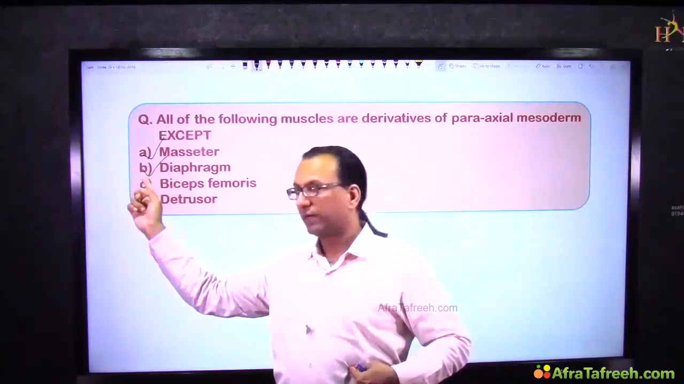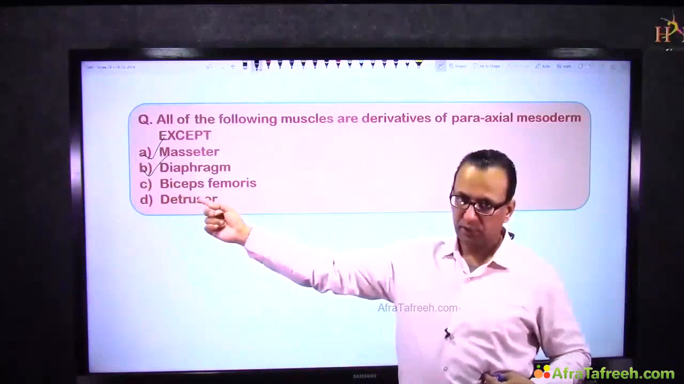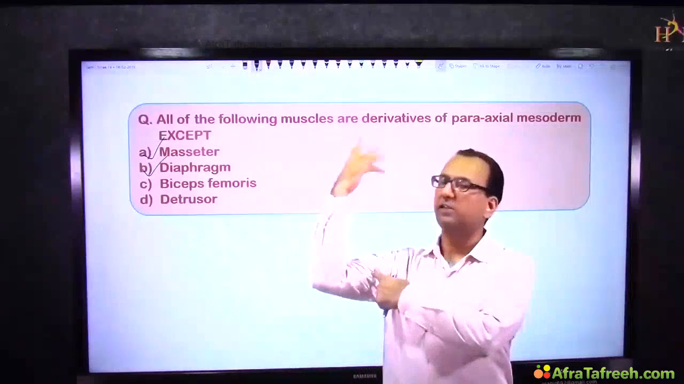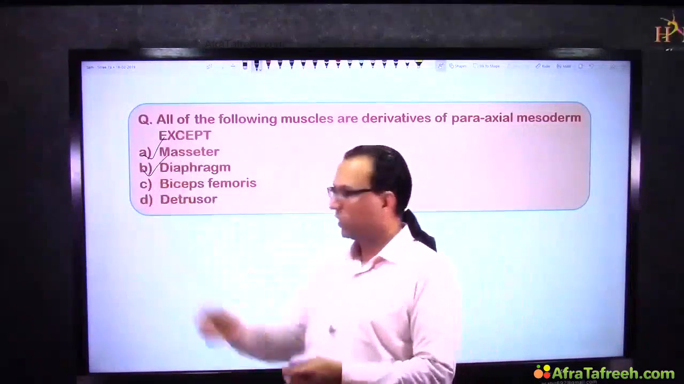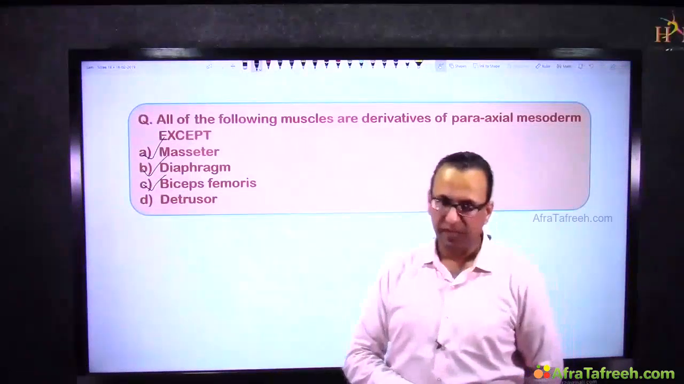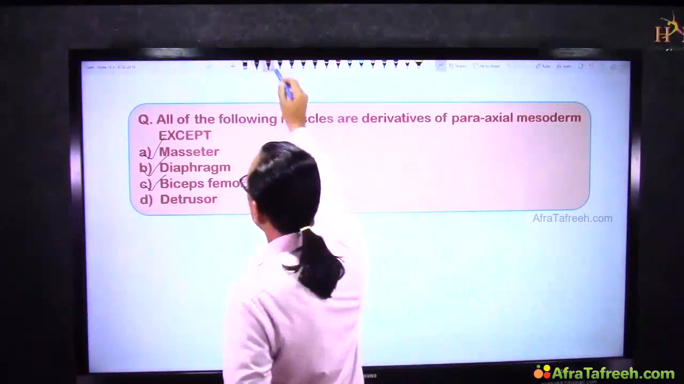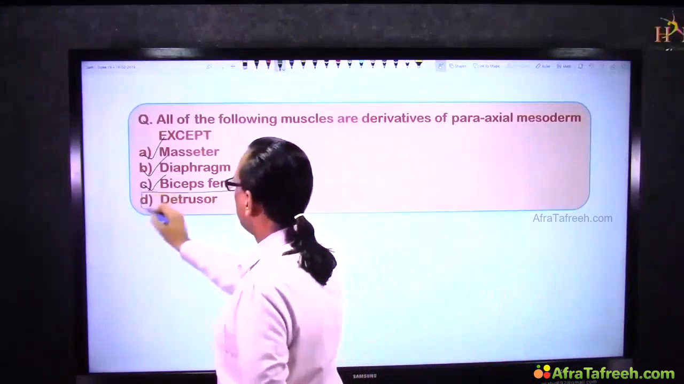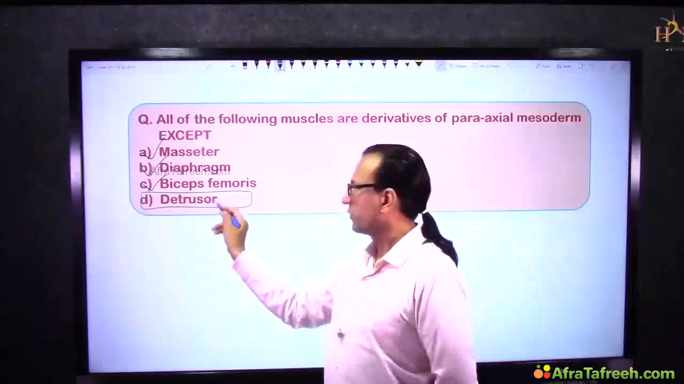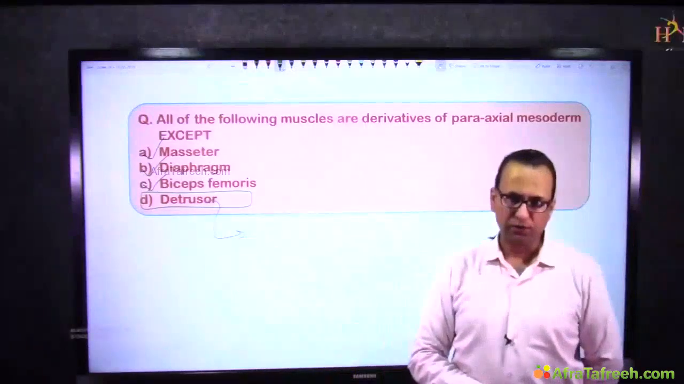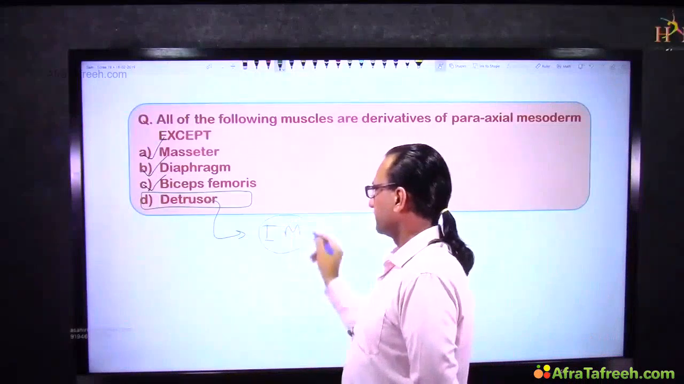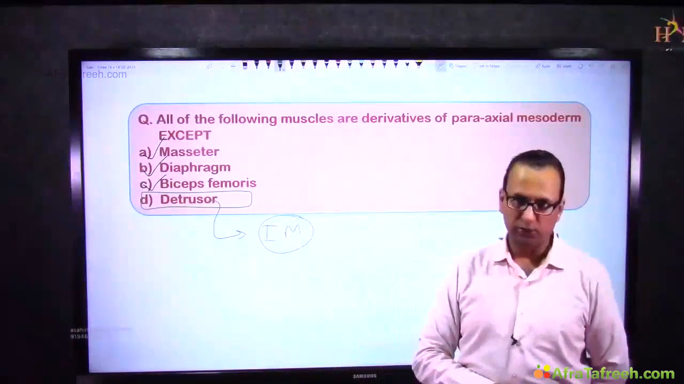Numbers 3, 4, 5. What about the biceps femoris? Maybe it is biceps femoris, lower limb, or biceps brachii, upper limb. They are skeletal muscles. So, all skeletal muscles should have come from the paraxial mesoderm. Are you trying to say that the answer is choice number D? Yes. Why? Because the smooth muscle of urinary bladder must have come from intermediate mesoderm. So your answer remains choice number D.